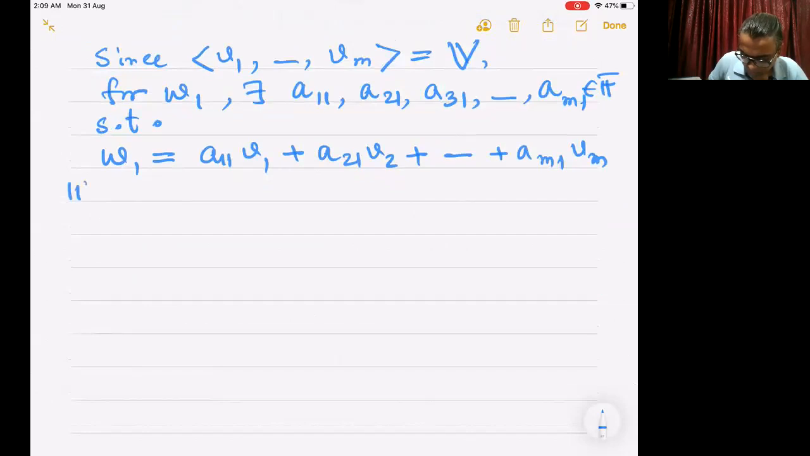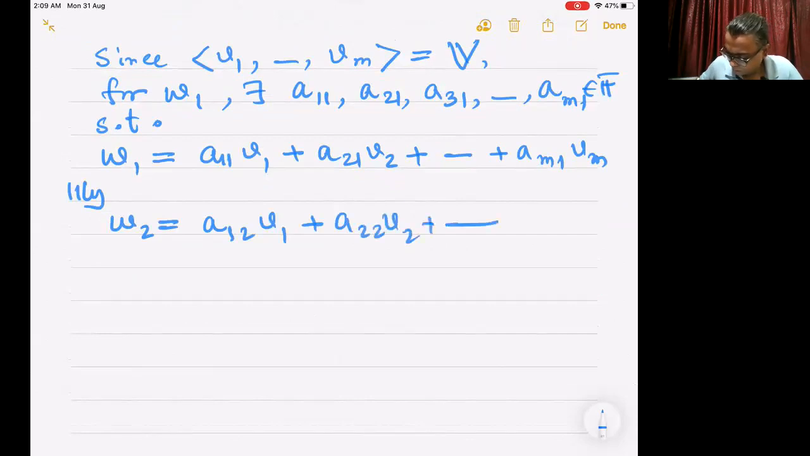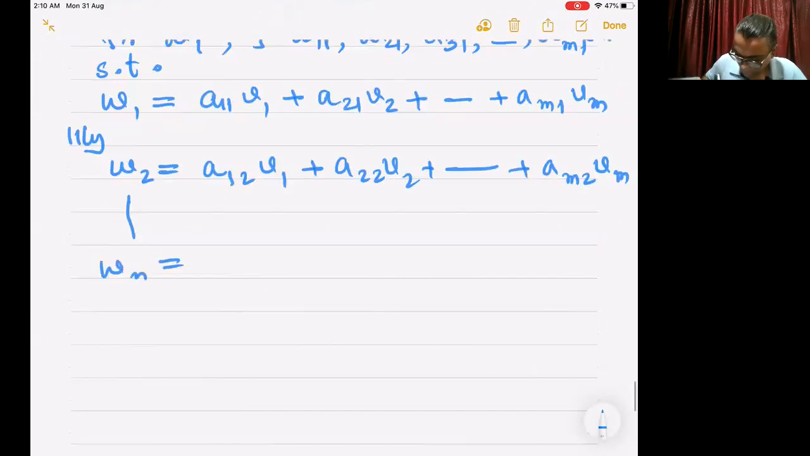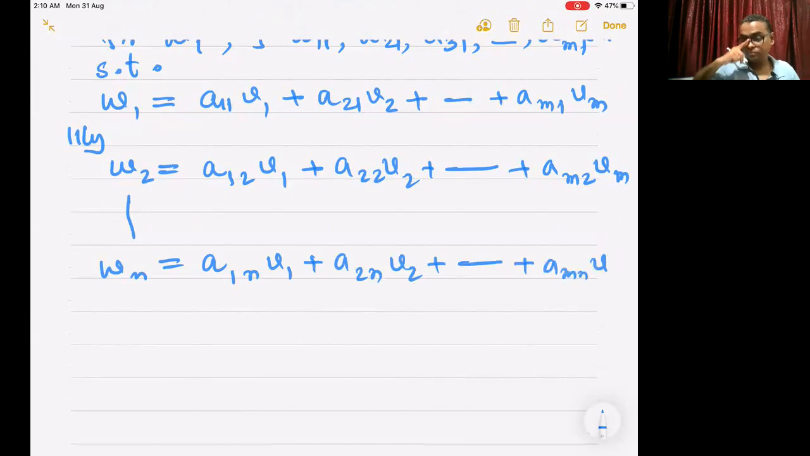Similarly, likewise, w2 must be equal to a12 v1 plus a22 v2 plus dot plus am2 vm. Similarly, up to wn, which is equal to a1n v1 plus a2n v2 plus dot plus amn vm. Yeah, so we have these linear combinations for these w's.